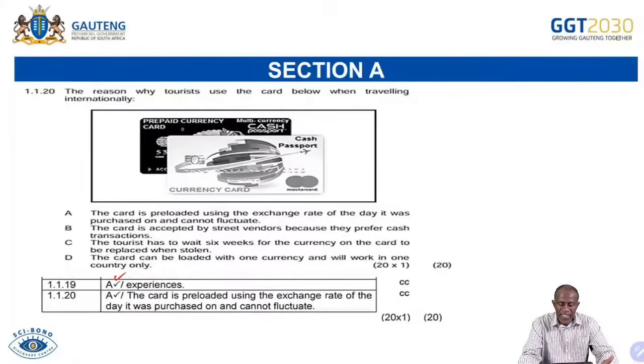So you'll have to write A for option 1.1.20, and as I've alluded to, it is question 20 because we are on question number 1.1.20. So it's 20 questions, multiplied by 1 mark for each of the questions that you shall have answered, and the total is 20 marks.